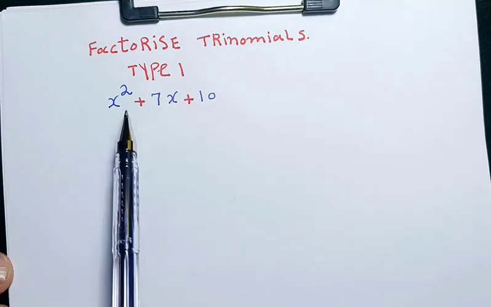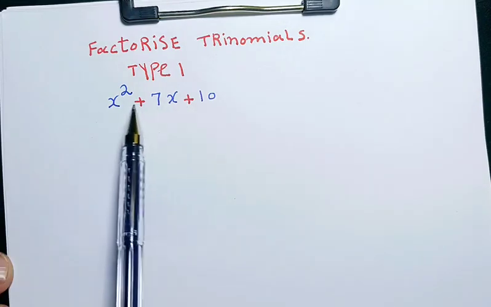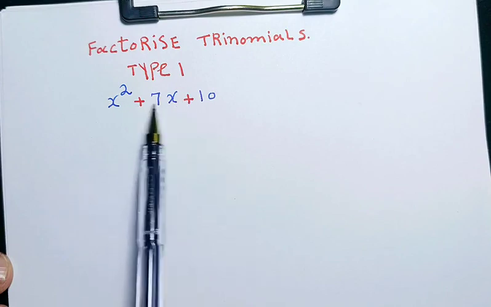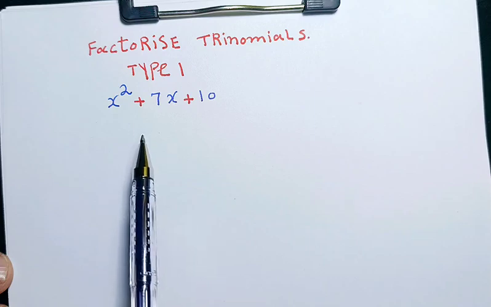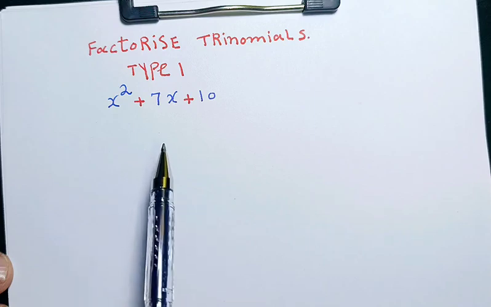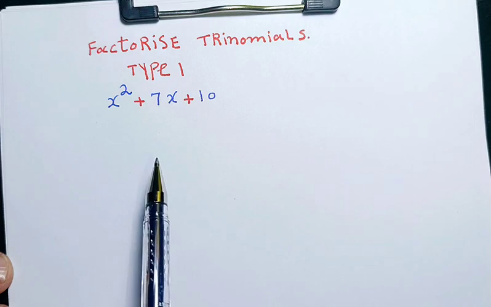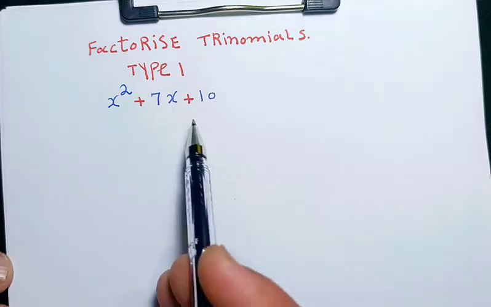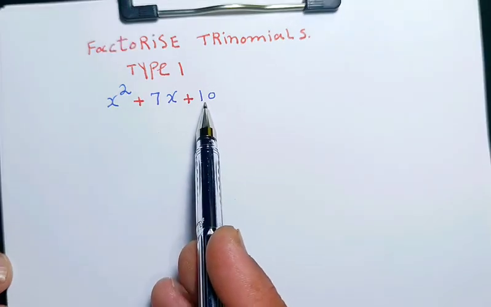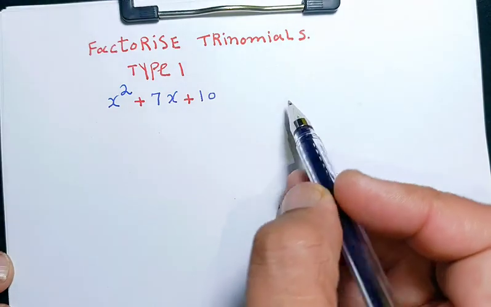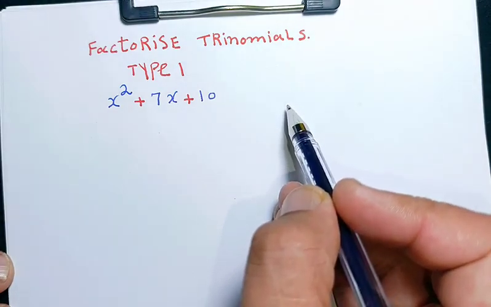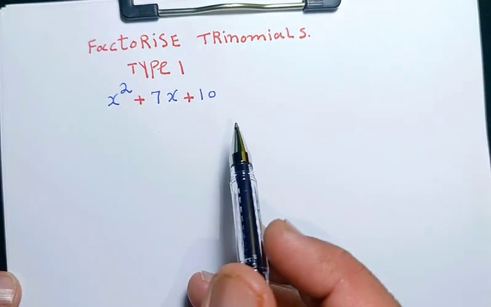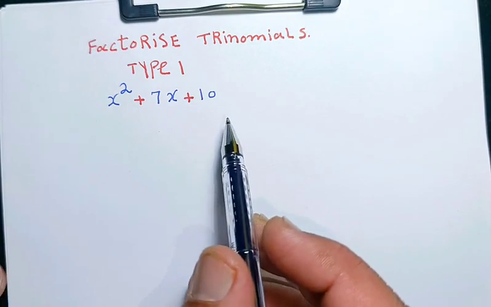So now, when you see both signs are positive, trinomials mean three terms. When you see both signs are positive, then in both brackets the sign will be positive. I'll show you how. First we need to look at the last term, which is 10. We take the factors of this term. So write the product of factors of 10.